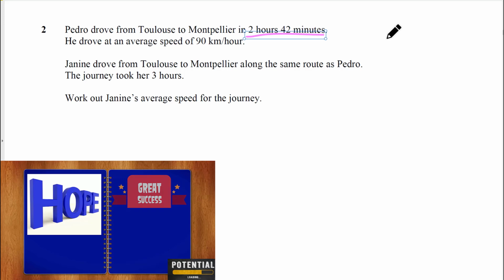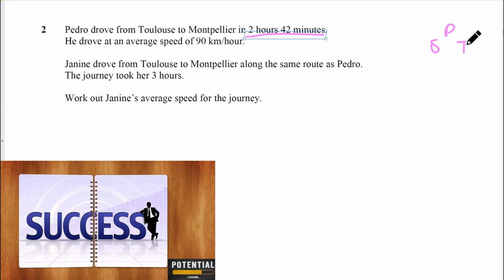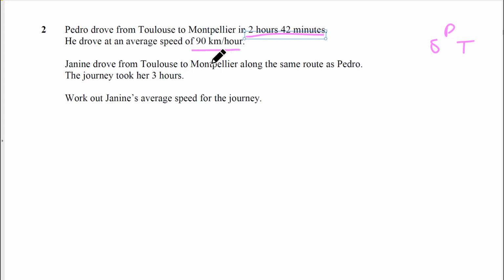Speed, distance, time question. So speed, distance and time. He drove at this speed. And Genevieve drove from Toulouse to Montpellier along the same route as Pedro. The journey took her 3 hours. Work out her average speed. Right. So can you see you have time here and you have speed here. So we can find out the distance.